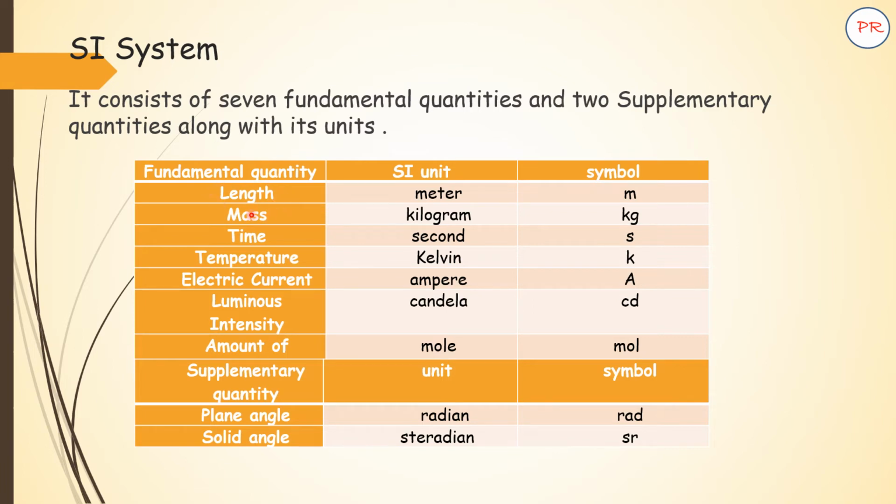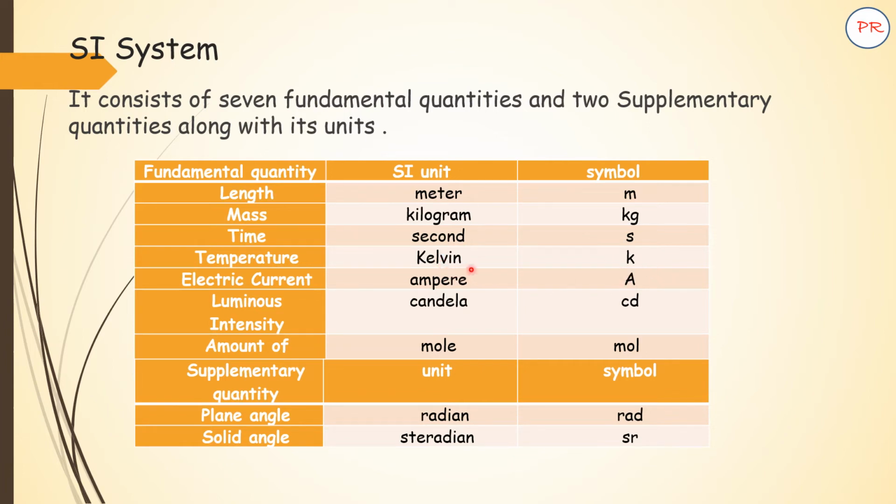The first one is length. SI unit is a meter and its symbol is a small m. Second one is mass. SI unit is kilogram. Symbol is kg. Third one, time. SI unit is second. Symbol is s. Temperature. SI unit is Kelvin. Symbol is capital letter K over here.